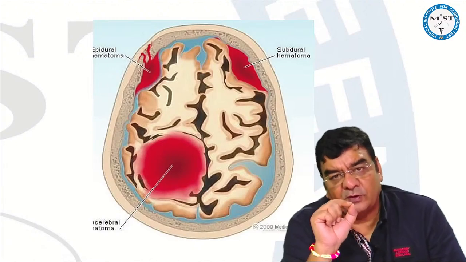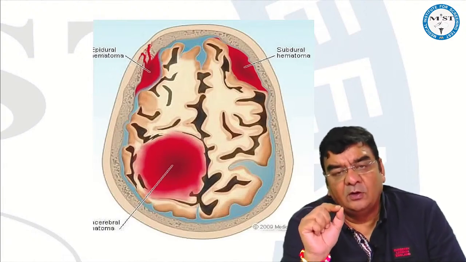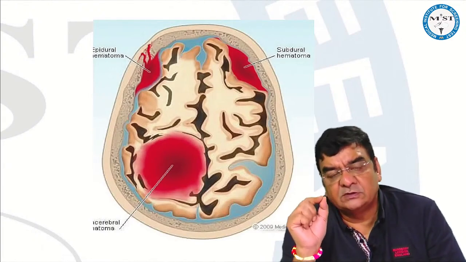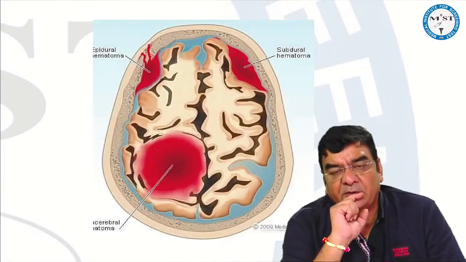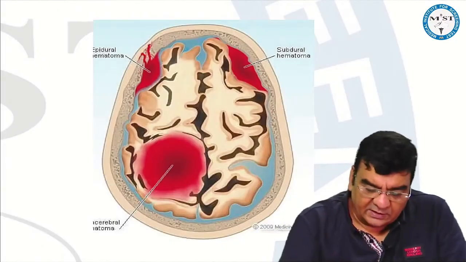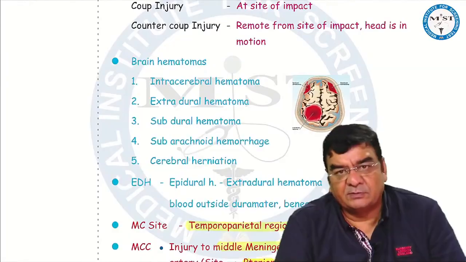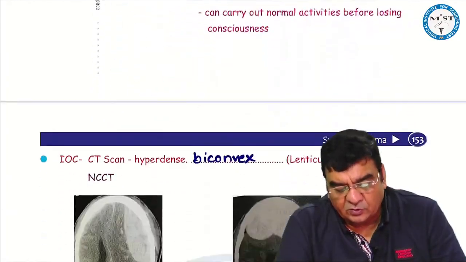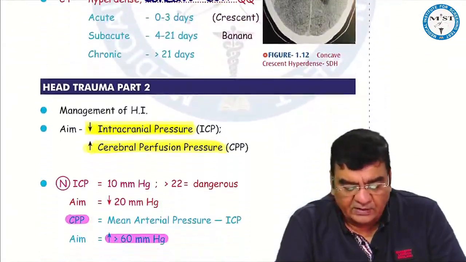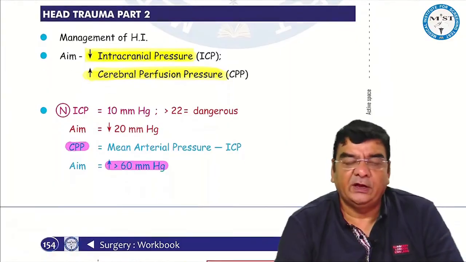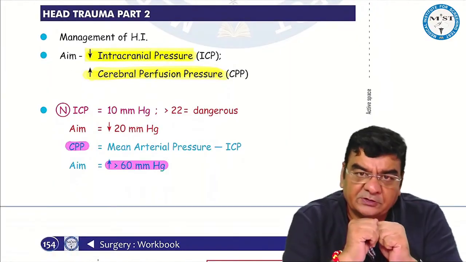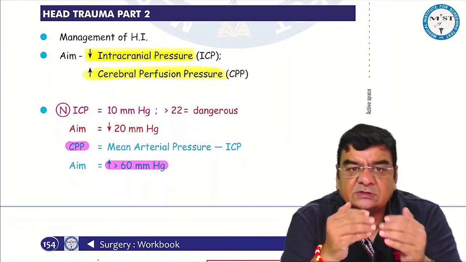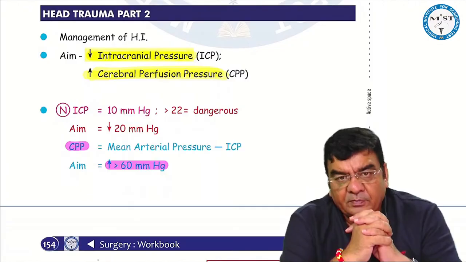The longer the duration of hypoxia to the brain parenchyma, the more will be the chances of irreversible damage to that portion of the brain parenchyma. That is why we want the oxygen supply to the brain parenchyma to be restored as early as possible. That is why in the management of head injury, we aim at reducing the intracranial pressure so that we can increase the cerebral perfusion pressure.